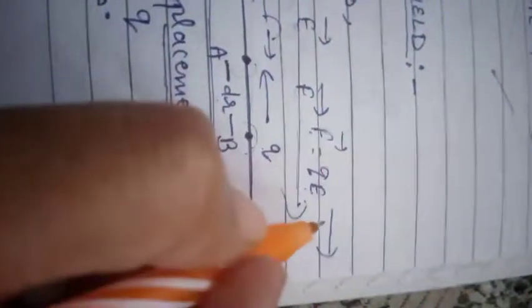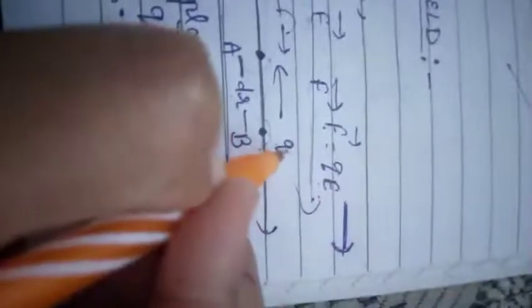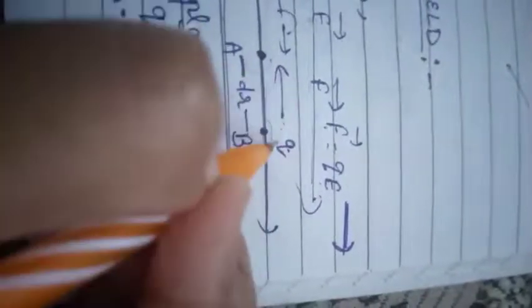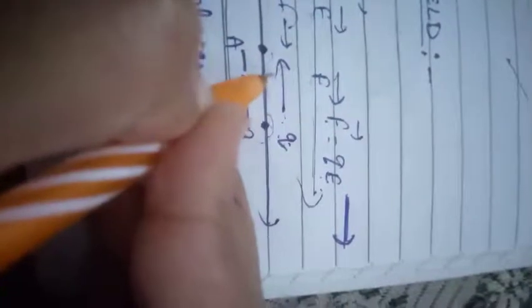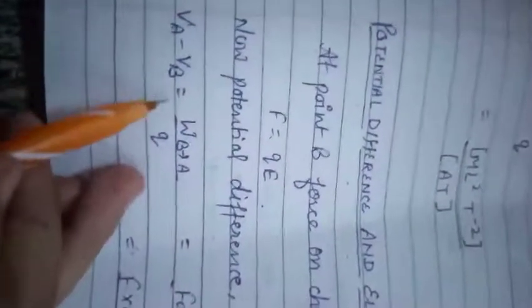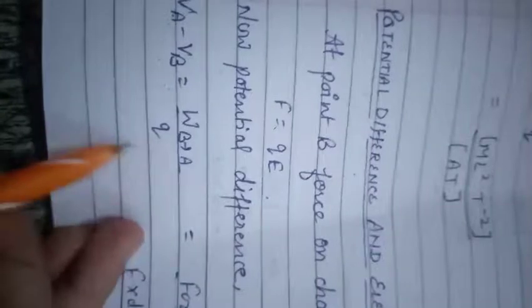Okay, note down one important thing here. The direction of force is this and charge is moving towards left, so direction of displacement is towards left side. Now see, at point B, force on charge Q is F is equal to Q into E, as we have discussed before. Now potential difference, what will it be? VA minus VB is equal to W B to A upon Q.